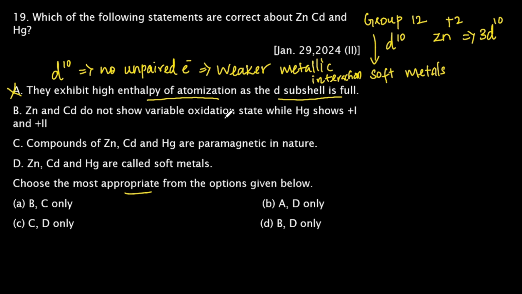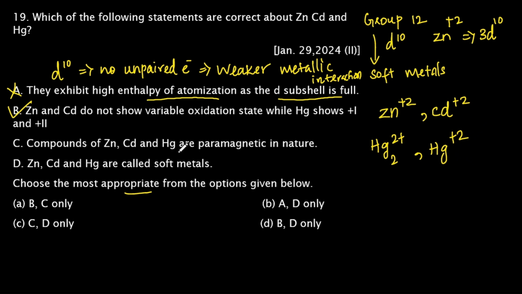Zinc, cadmium do not show variable oxidation state, while mercury shows +1 and +2 oxidation state. So the statement B is correct. Zinc and cadmium exist only in +2 oxidation state. They exhibit only +2 oxidation state. Hg exhibits +1 oxidation state in Hg2 2+, in this species, and in Hg2+, in this species, it exhibits +2 oxidation state. So the statement B is correct. Then we will go to the next one.